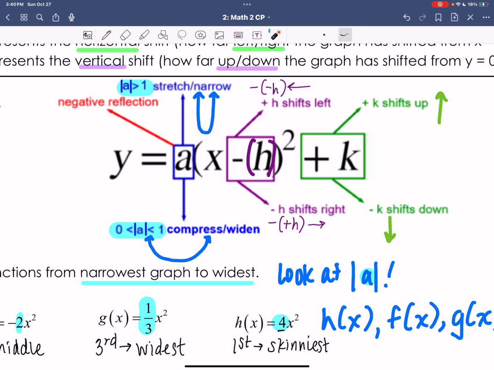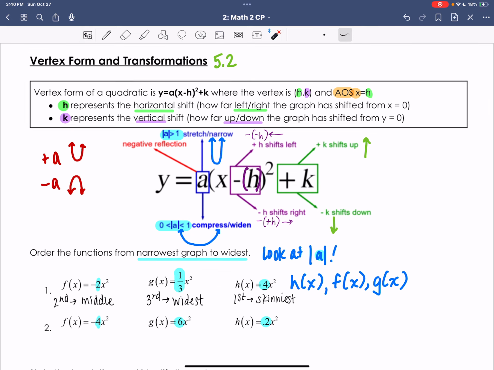Now k doesn't change at all. K is, if it's positive, it's going to go up. If it's negative k, it's going to go down. So that one's pretty easy. This one is the one kids make mistakes at typically.